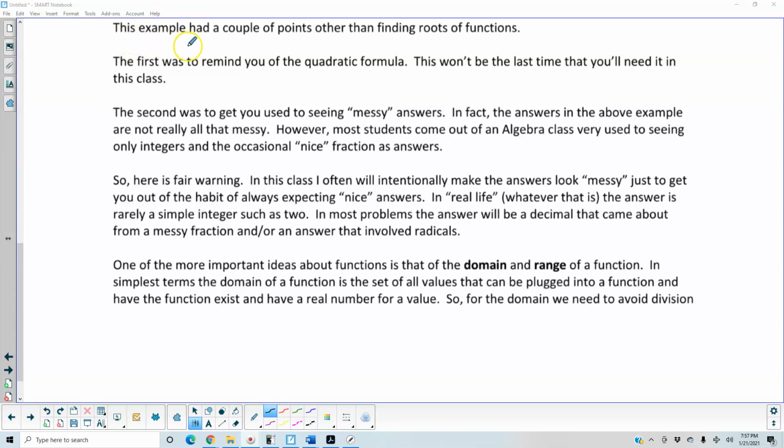In the previous video, the example had a couple of points other than finding roots of a function. The first was to remind you of the quadratic formula. This won't be the last time you'll need it in this class. The second was to get you used to seeing messy answers.